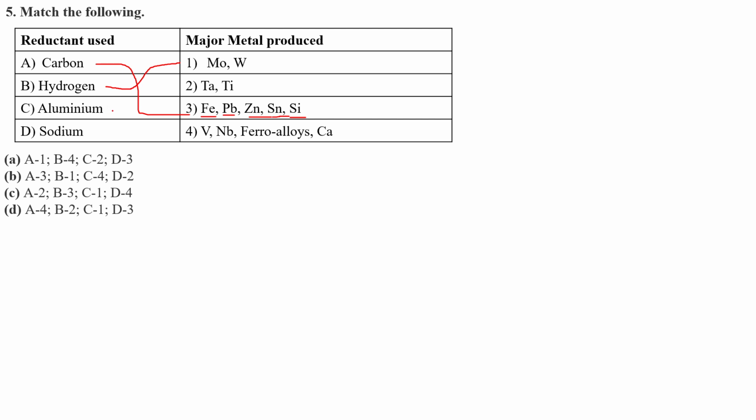Then coming to the aluminum reduction process, we generally produce vanadium, niobium, and some ferroalloys or calcium metal with the help of aluminum as a reductant. Then coming to sodium, we talk about the Pidgeon process or the Kroll process for the production of tantalum and titanium from their oxides with the help of sodium as a reductant.